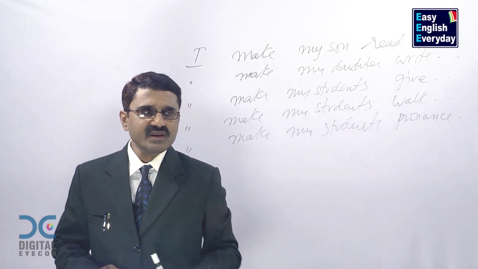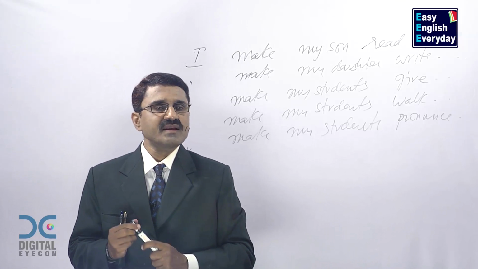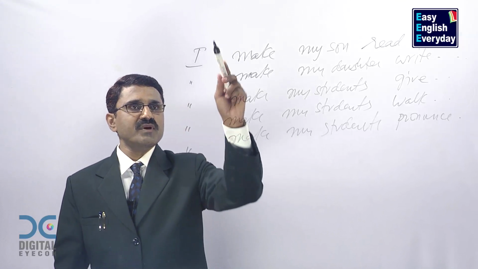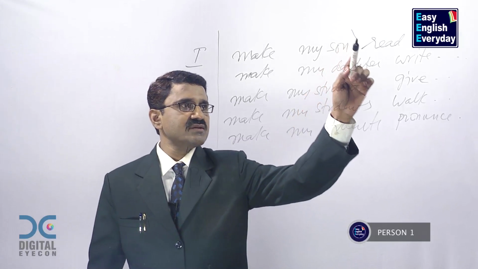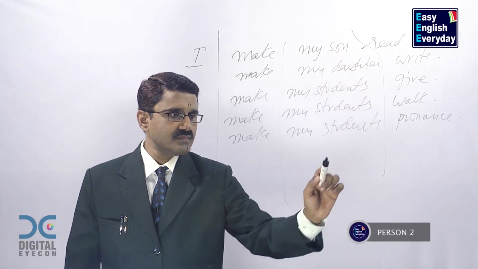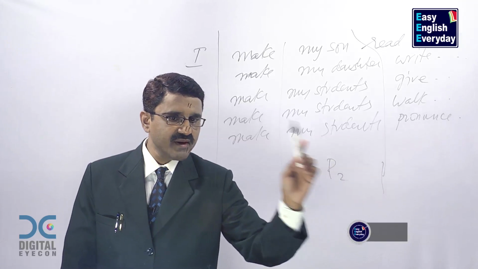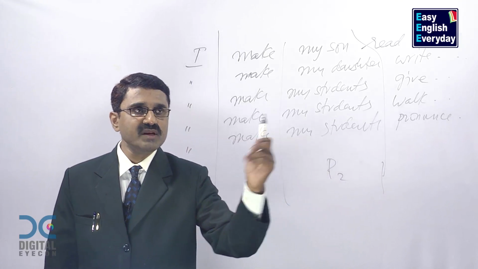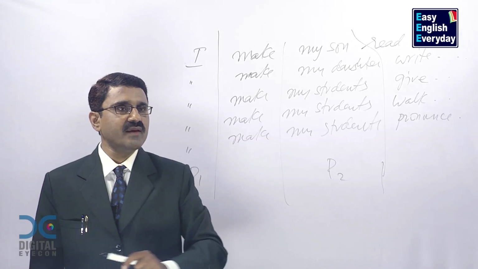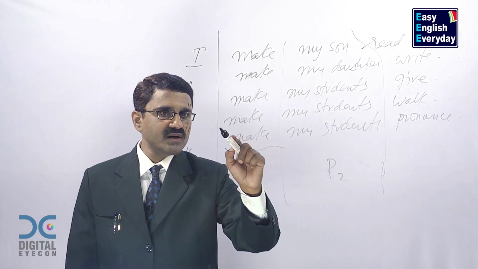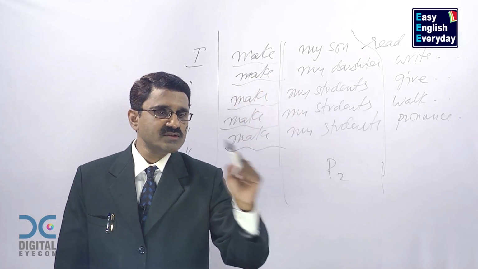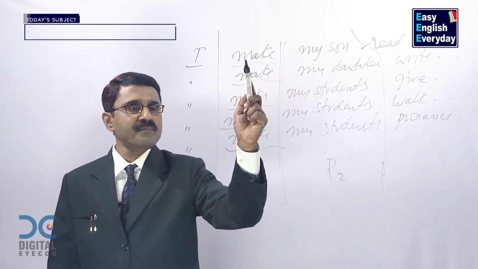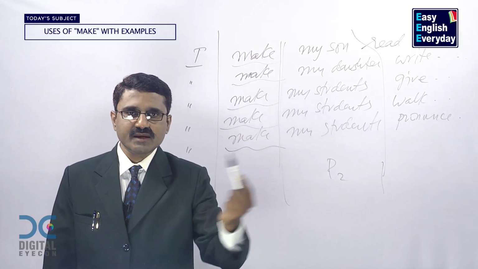Now what is happening in these sentences? In every sentence, there are two people involved, person 1 and person 2. What are they doing here? Why do we have two people in one sentence? Let us see. And this is one word which you find in all the sentences. This is common to all the 5 sentences. Make, make, make, make, make.